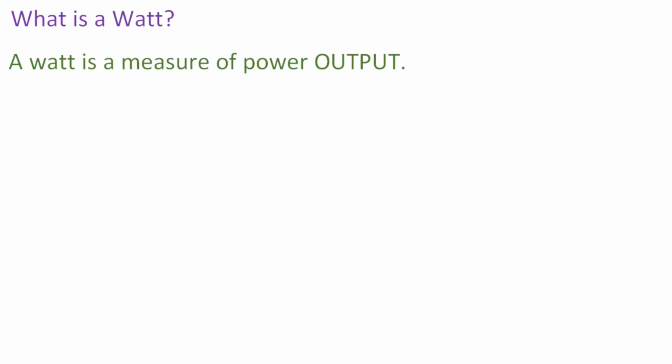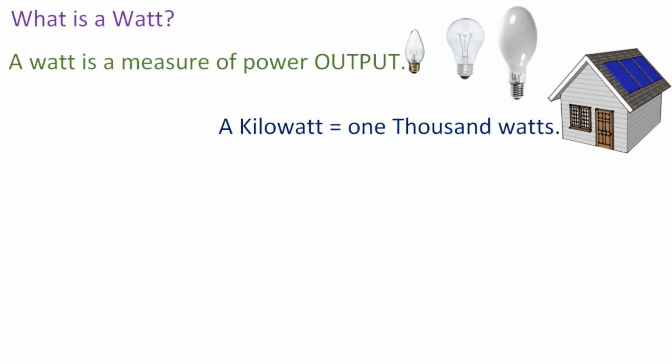A watt is a measure of power output. We all know the amount of light a 25-watt light bulb puts out. We all can visualize a 100-watt light bulb and the amount of light it puts out. And then there's the 750-watt street light bulb, very bright. Those are the outputs.